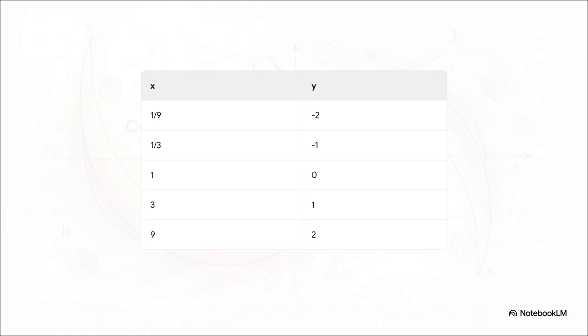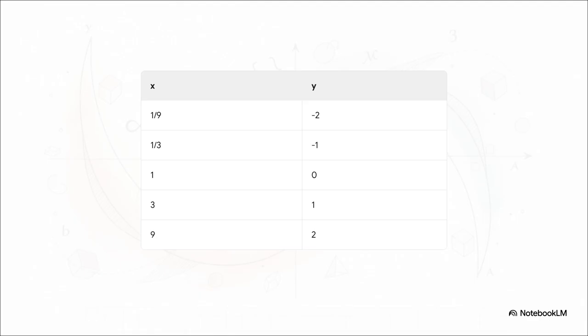So how in the world did we pick these x values? Well, here's the trick. Don't pick x values. Instead, pick easy y values first and then work backward. Ask yourself, 3 to the power of y gives me what x? So 3 to the power of negative 2, that's 1/9.